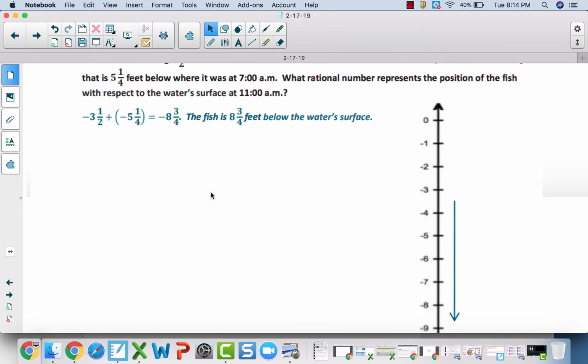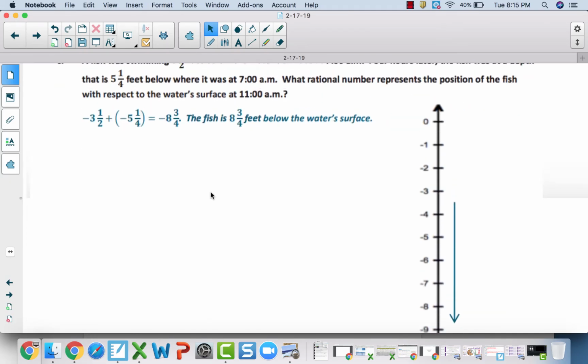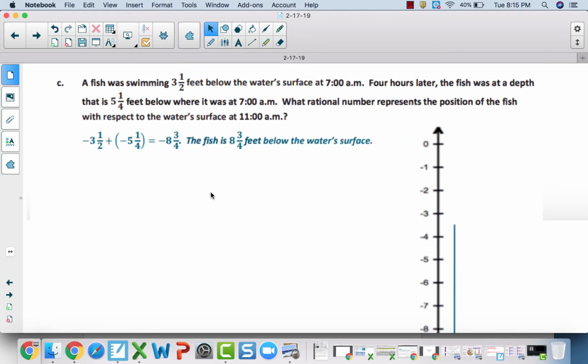Moving down to C. For C, I drew a vertical number line, which we'll get to in a second, because it was dealing with how close you are to a water surface. And for me, when I think of a water surface, I always think vertically on a vertical number line, not really horizontally. Now, either is correct, but it helps me to visualize water as vertical. Now, a fish swimming below is a negative. Now, it went below, again, by 5 1/4 feet from where it was before. So that's adding an additional -5 1/4.